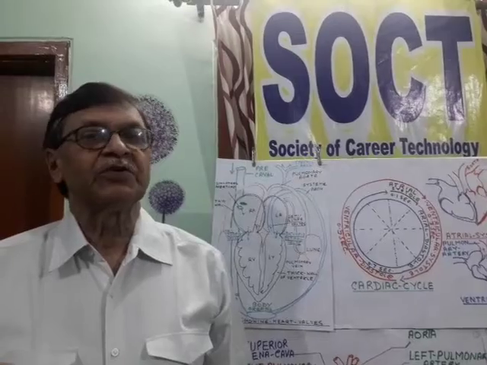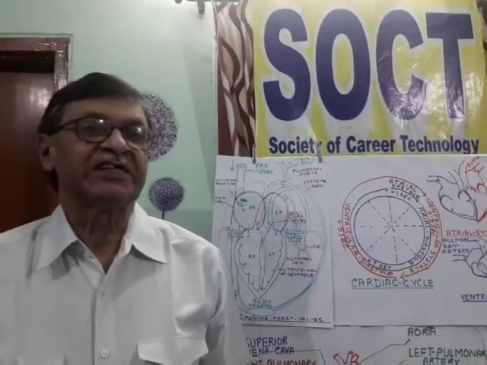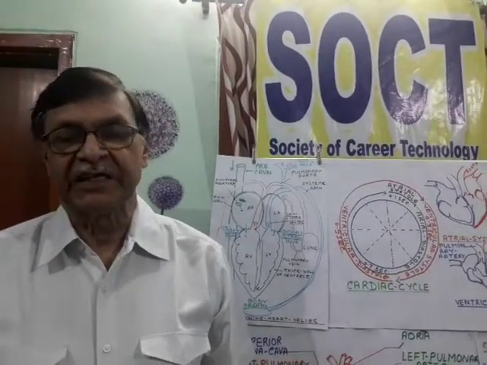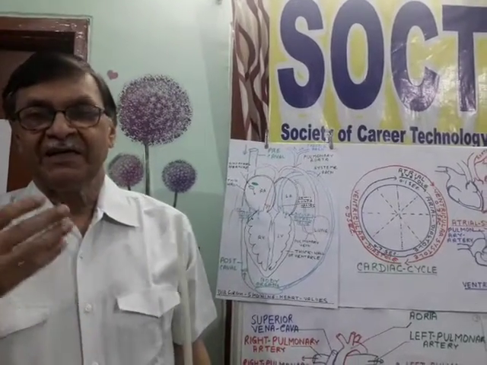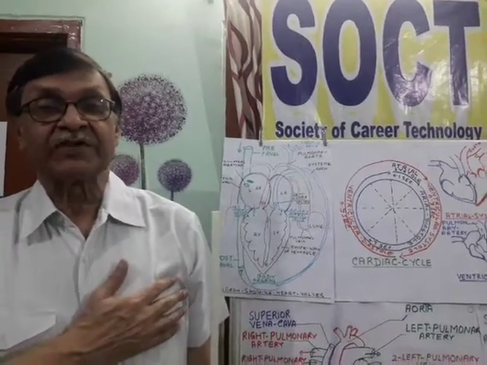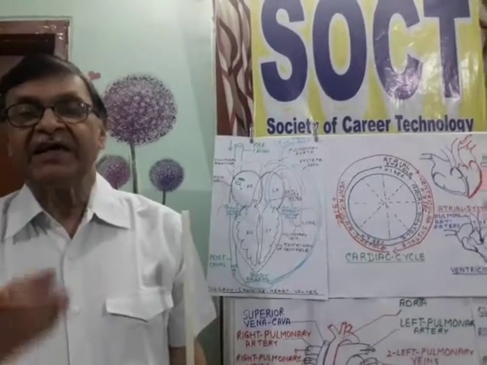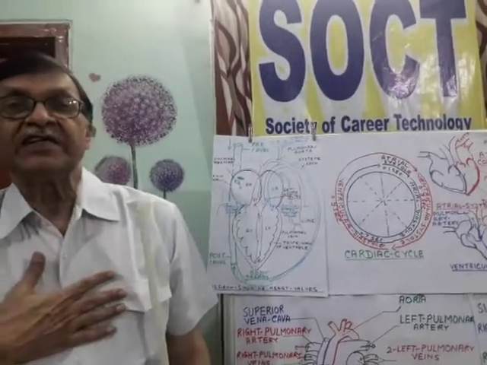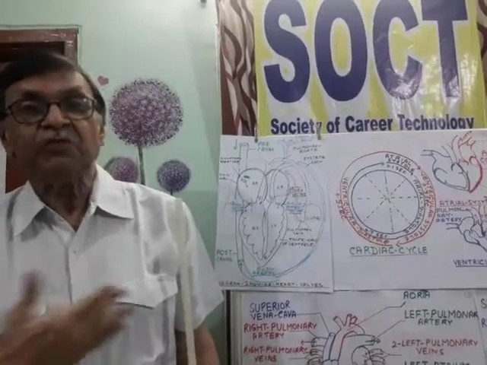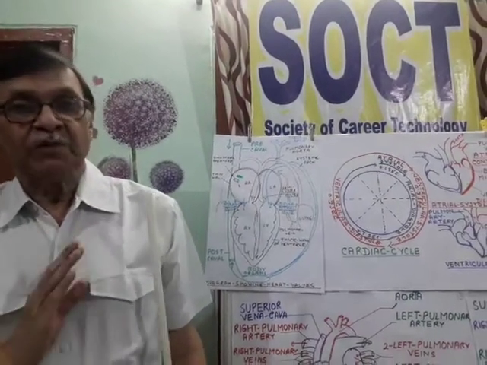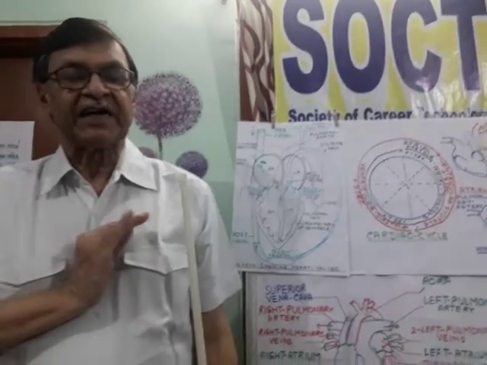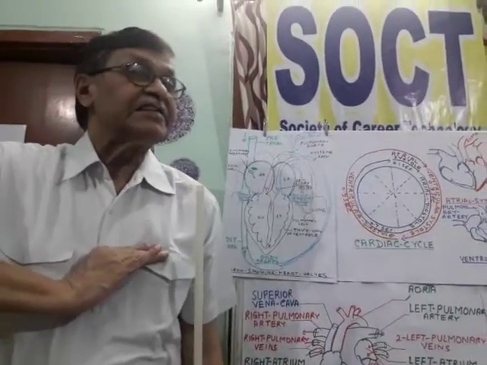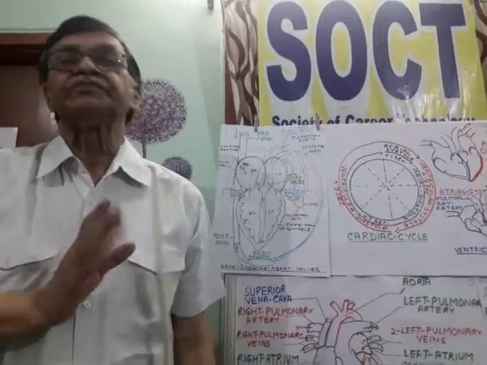Today we will talk about structure and functioning of the heart in English medium. Heart: it is said that it is situated on the left side, but actually it is situated in the middle, in between both lungs. Only at the corner, the heart is slightly tilted towards the left side.